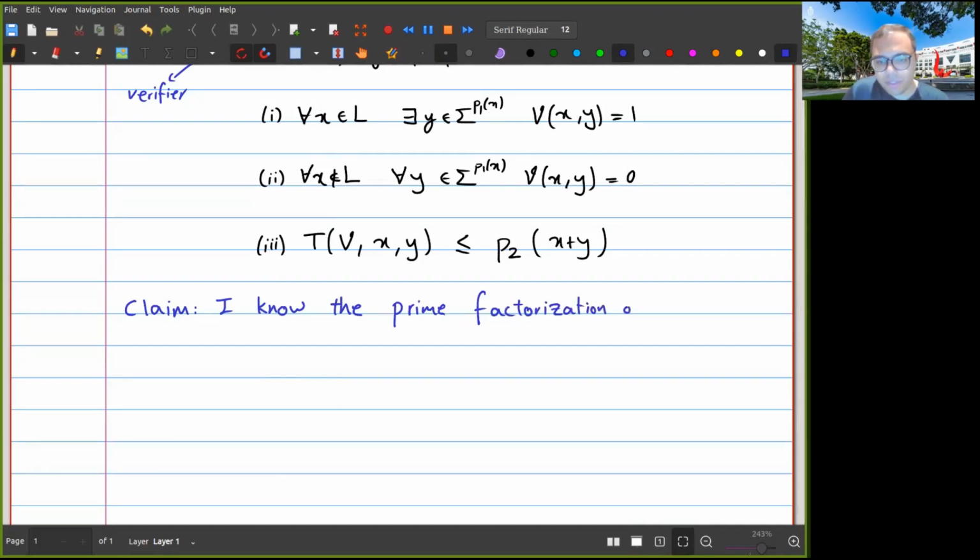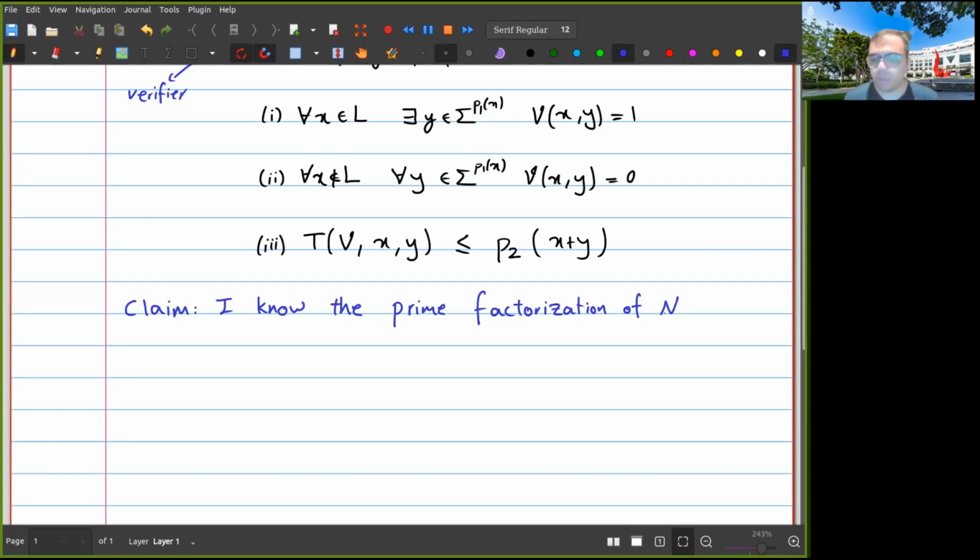Prime factorization of n. Okay, so let's say that there is a really large number n, and let's say we both know the number n, it's a shared value, and I'm just claiming to you that I know how to factorize this particular n. Now, how can I prove it to you? How can I prove to you that I really know the prime factorization of n?